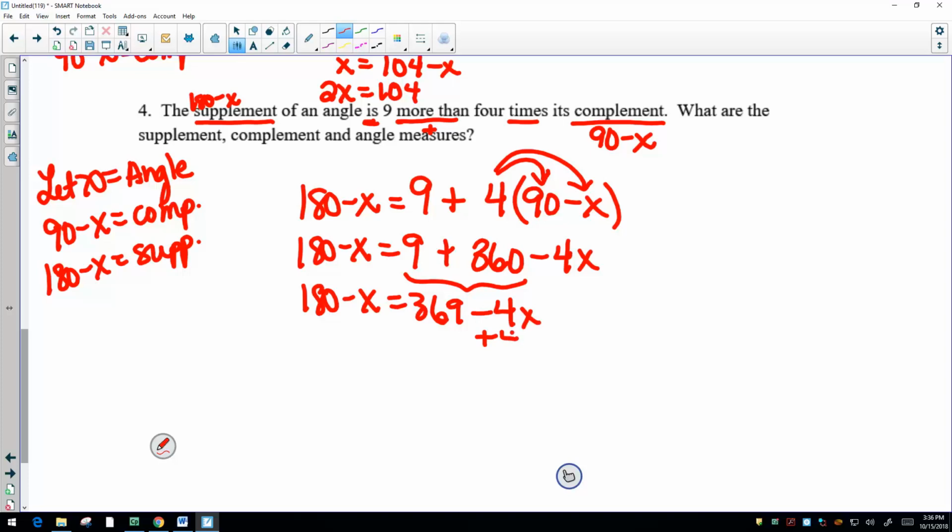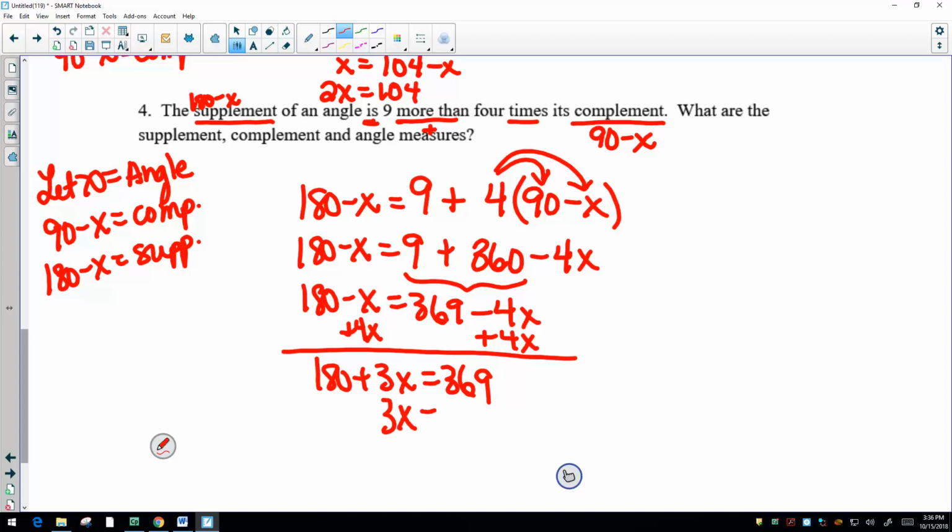I'm going to add the 4X over to the left side. So now I have 180 plus 3X equals 369. If we bring the 180 over, now I have 3X equals 189. And I can divide through and find out what X is equal to. So X, keep in mind, that was your angle. Turns out to be 63.